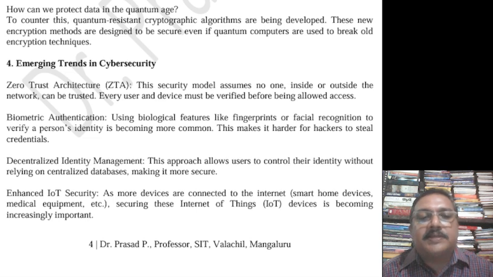Then enhanced IoT security. As more devices are connected to the internet, like smart home devices and medical equipment, securing these Internet of Things devices is becoming increasingly important.